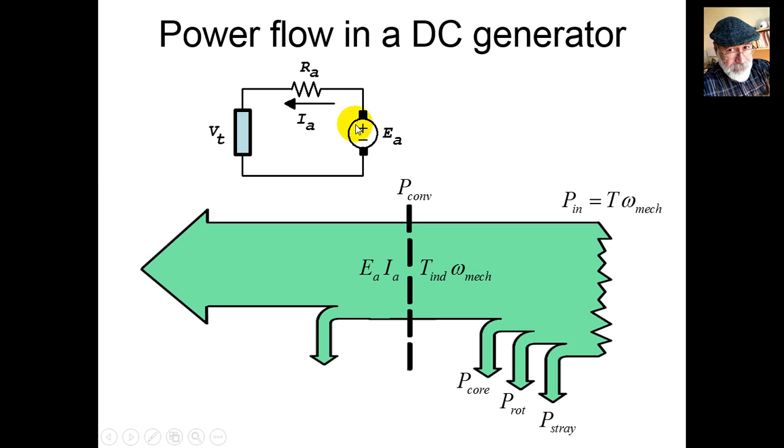Once that power is on the electric side of the generator, it keeps flowing through Ra and out into the electric load. We have to discount the losses, Ra Ia squared. And then we have the output power, that is Vt Ia. Such is the power flow in a DC generator.